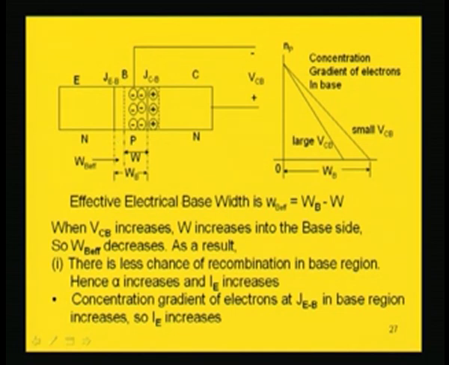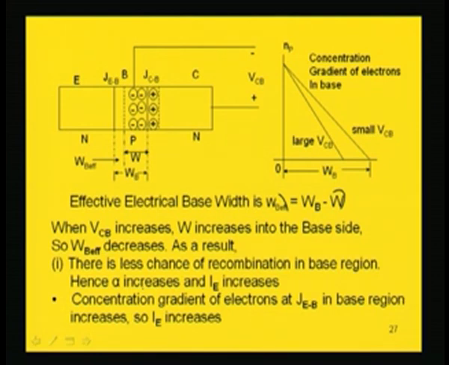Now, when the collector base voltage increases, this W will be more and more. So, this effective WB will be lesser and lesser. So, there will be lesser and lesser region available for recombination to take place, as a result of which there will be lesser recombination in the base region, since there is less space available for recombination. So, the alpha value will be increasing, because of less recombination. So, alpha increases, and IE also increases.